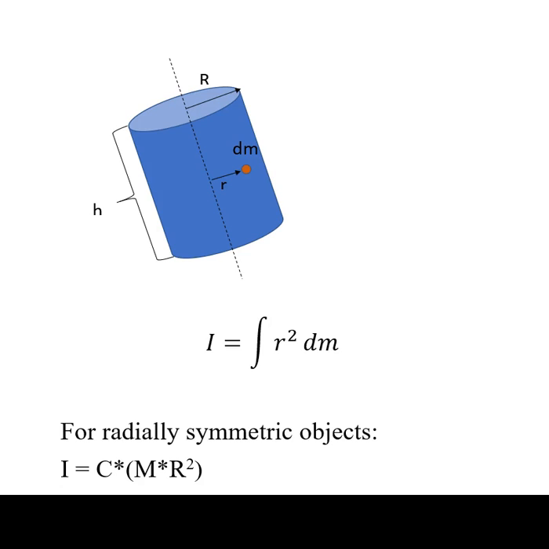For extended objects, such as this cylinder, you can treat it as the collection of differential masses dm, each a radial distance away from the axis of rotation. To calculate the moment of inertia of such an object, it will be the integral of the r squared weighing of each differential mass. For radially symmetric objects, the end result will be some numerical constant times the mass of the object times its dimension squared.